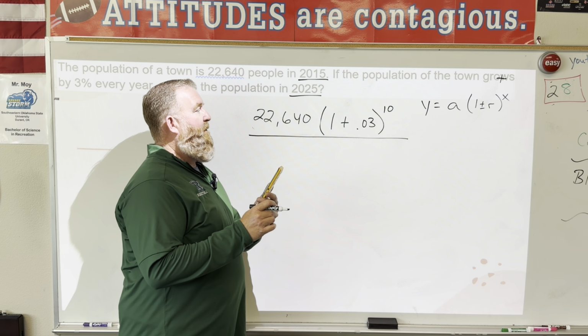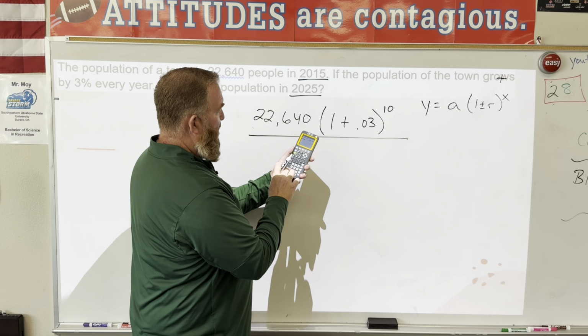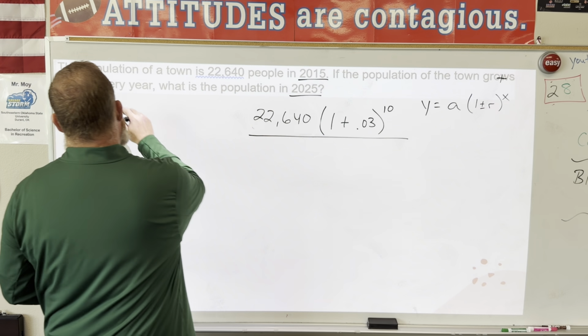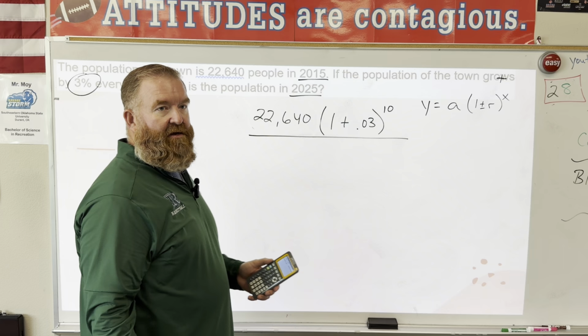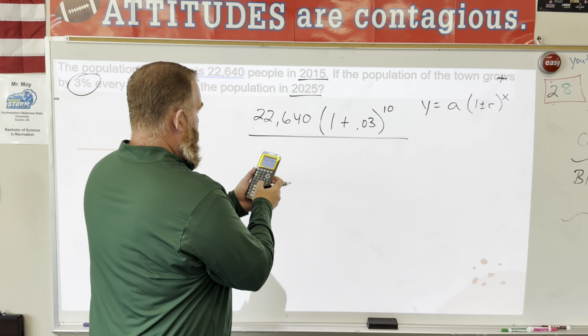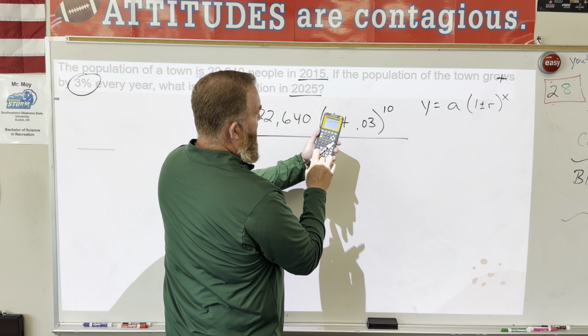Okay. All right, here we go. So now I'm going to finish typing it in. 22,640. And then I'm going to go parentheses 1 plus 0.03. Please remember, you have to make that a decimal. Close it.